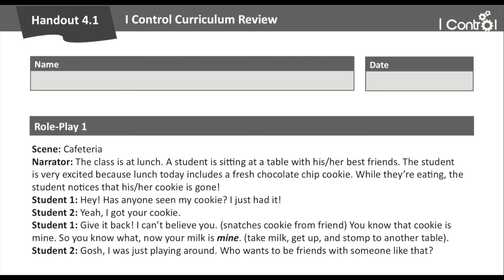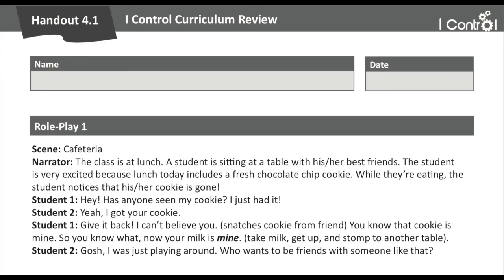Student 1: Hey, has anyone seen my cookie? I just had it. Student 2: Yeah, I got your cookie. Student 1: Give it back. I can't believe you. Snatches the cookie from their friend. You know that cookie is mine. So you know what? Now your milk is mine. Take the milk, get up, and stomp to the other table. Student 2: Gosh, I was just playing around. Who wants to be friends with someone like that?